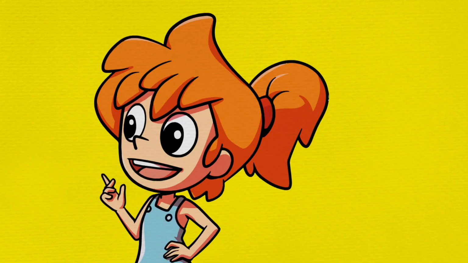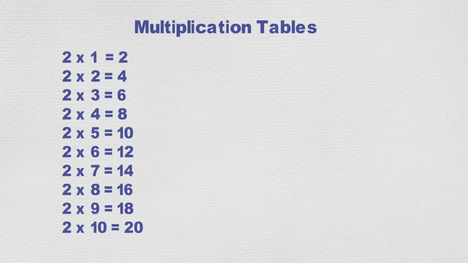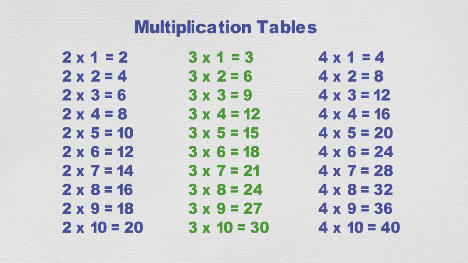"But Max," asked Min, "without adding the numbers, how do you know that 6 times 4 equals 24? Or how do you know what 3 times 5 or 2 times 7 is?" "Good question, Min. That is where multiplication tables come in. Have a look at this page I just printed out after Googling multiplication tables. It has the 2 times, 3 times, and the 4 times tables on it.